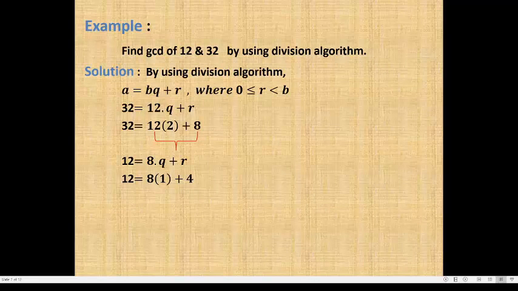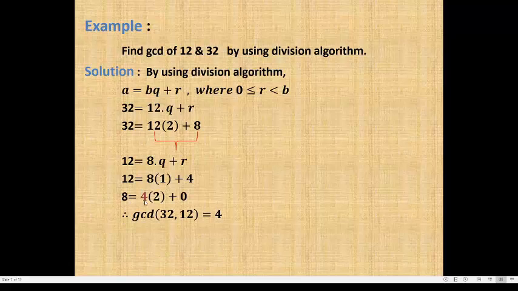So here we want to apply the division algorithm to divisor 8 and remainder 4. So we get 8 is equal to 4 into 2, which is 8, and 8 plus 0 is 8. So here we get the remainder 0. So we stop this process here and we get the GCD is 4. Okay. So GCD of 32 and 12 is equal to 4.